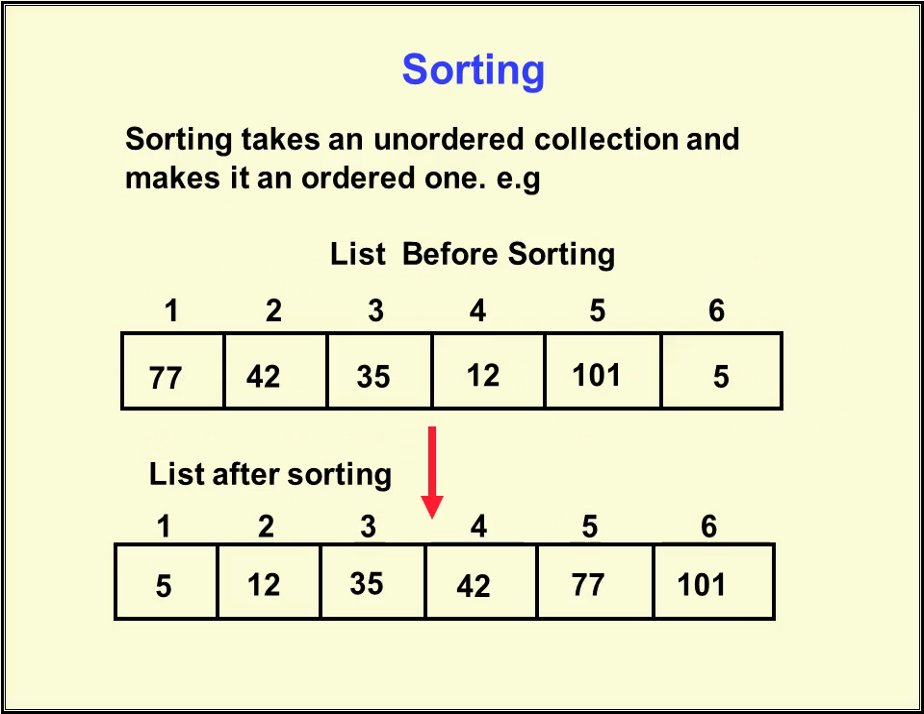In this slide, we have an unordered collection and we make it an ordered one. The list before sorting is 77, 42, 35, 12, 101 and 5. After sorting the list in ascending order, we have 5, 12, 35, 42, 77 and 101. In this way, we can sort our data depending upon their choice. We can also sort this unordered list in descending order.